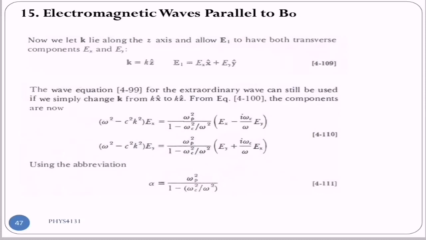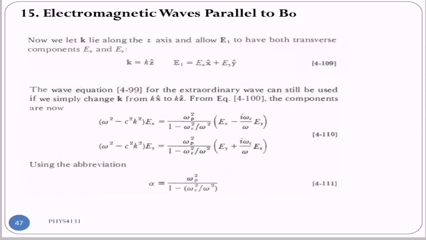(omega squared minus c squared k squared) Ex is equal to omega_p squared over (1 minus omega_c squared over omega squared) times Ex minus i omega_c over omega Ey. Similarly, we write the component Ey: (omega squared minus c squared k squared) Ey is equal to omega_p squared over (1 minus omega_c squared over omega squared) times Ey plus i omega_c over omega Ex.